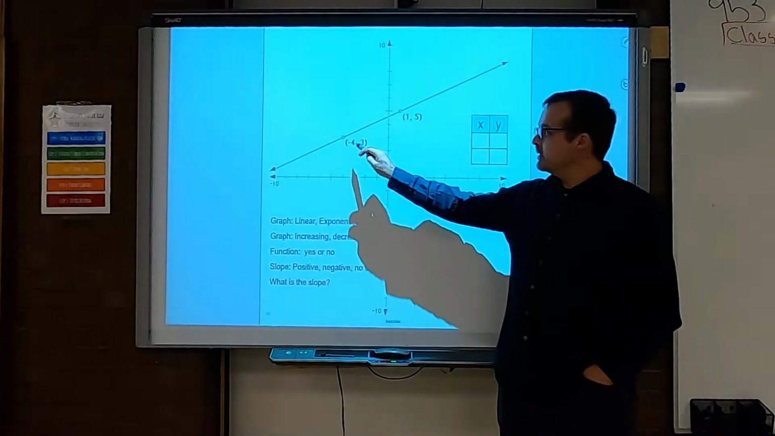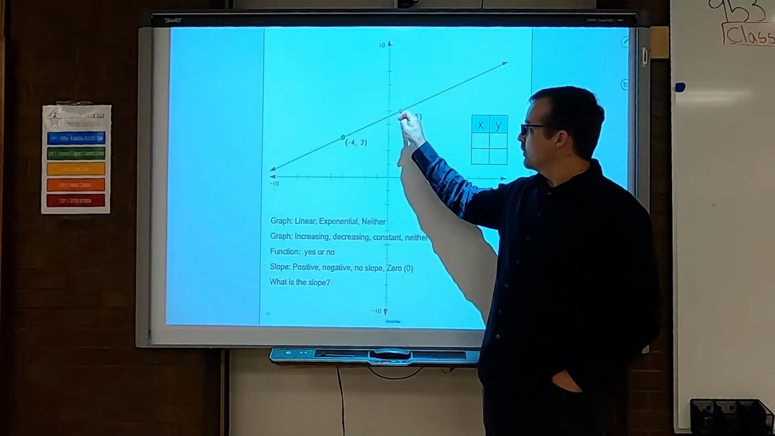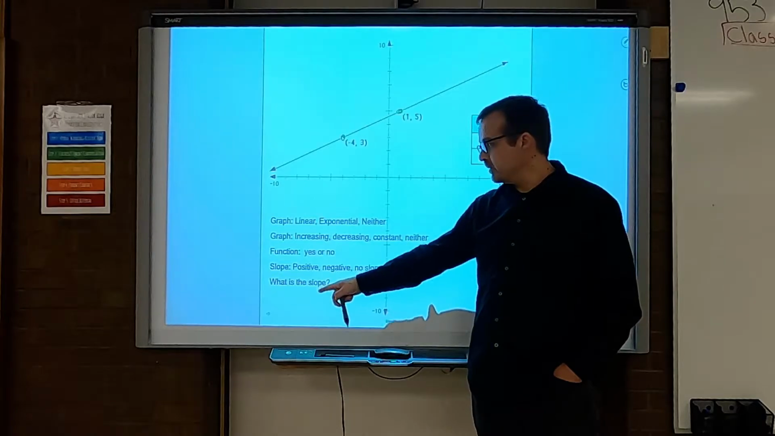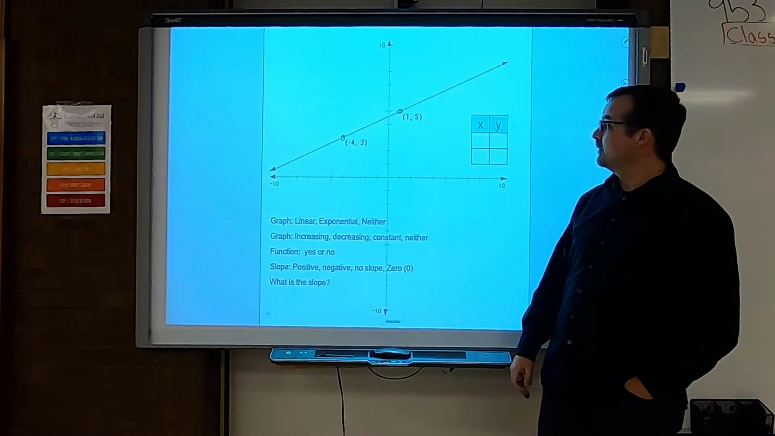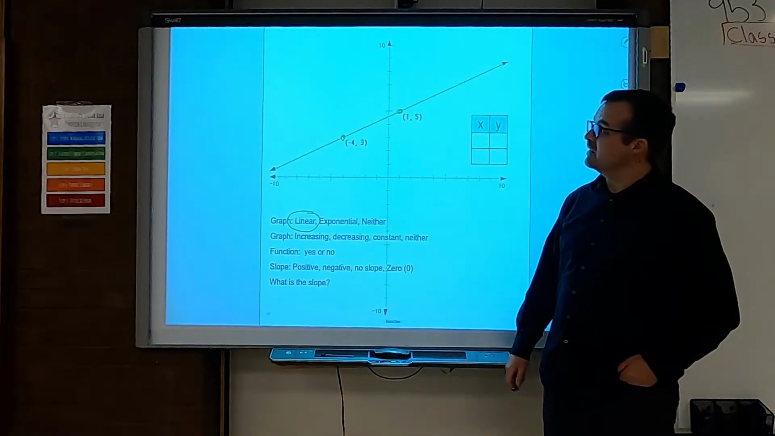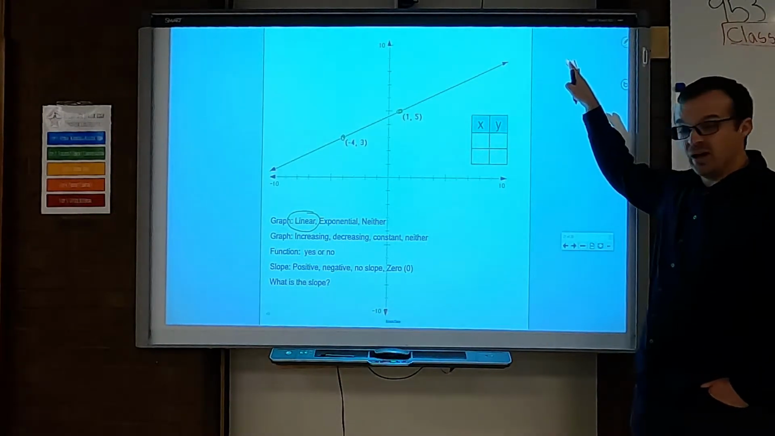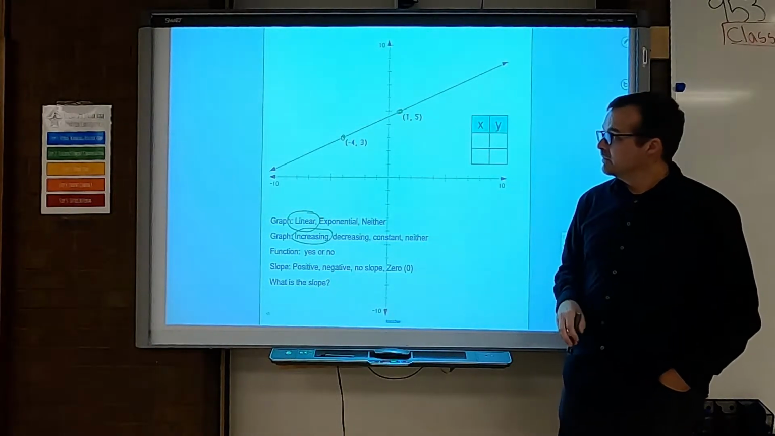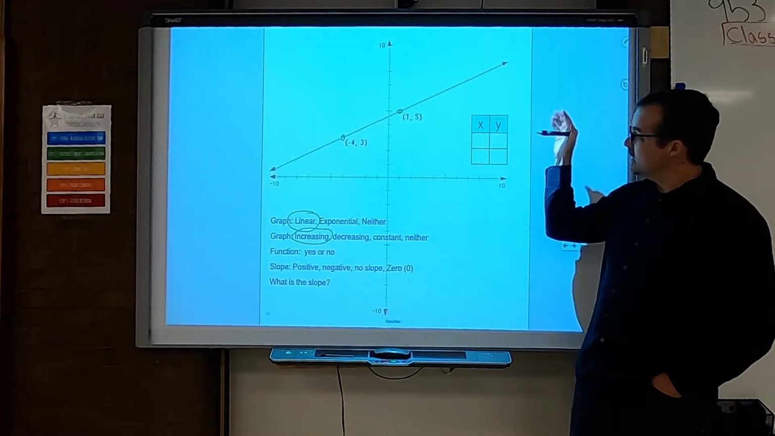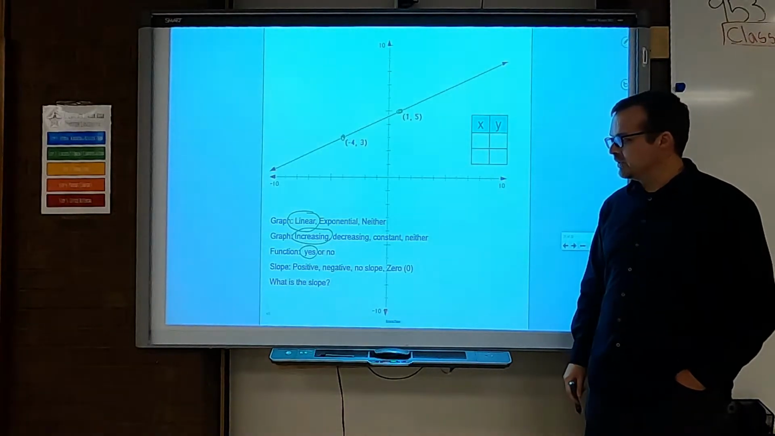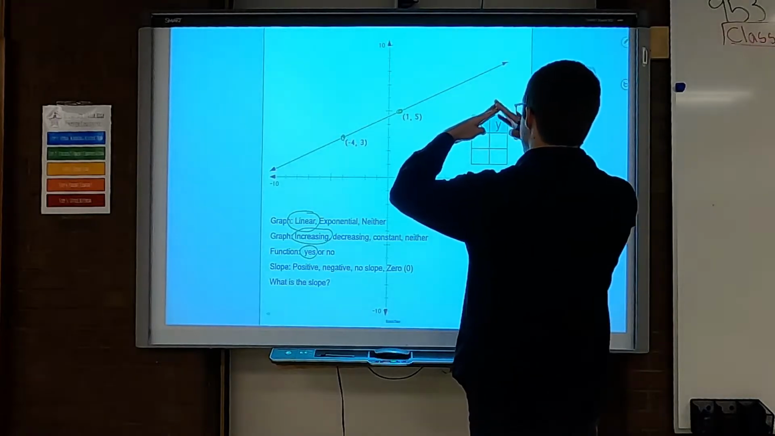All right, so I've got 2 points, and a couple of the questions, we'll just go from all these, but we'll go to the what is the slope here in just a second. Is this linear? It looks like a straight line to me. Is it increasing, decreasing, constant, or neither? Well, as I read it from left to right, it's going up, so that's going to be increasing. Is it a function? Yeah, it passes the vertical line test, so yes. What's the slope? Positive, negative, no slope, or 0?